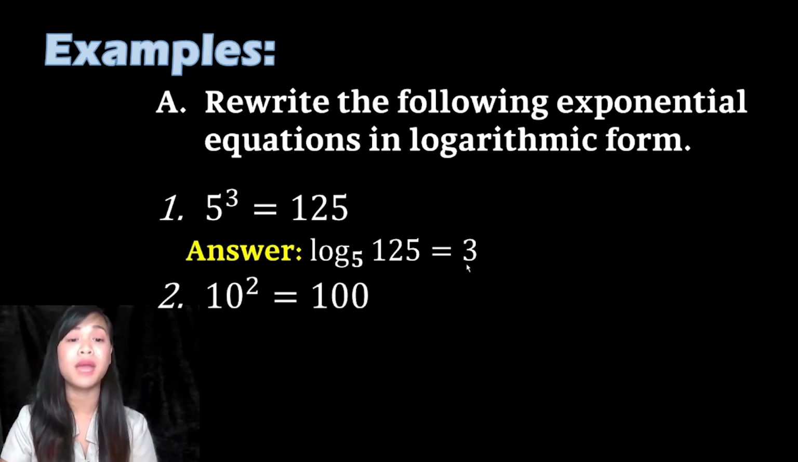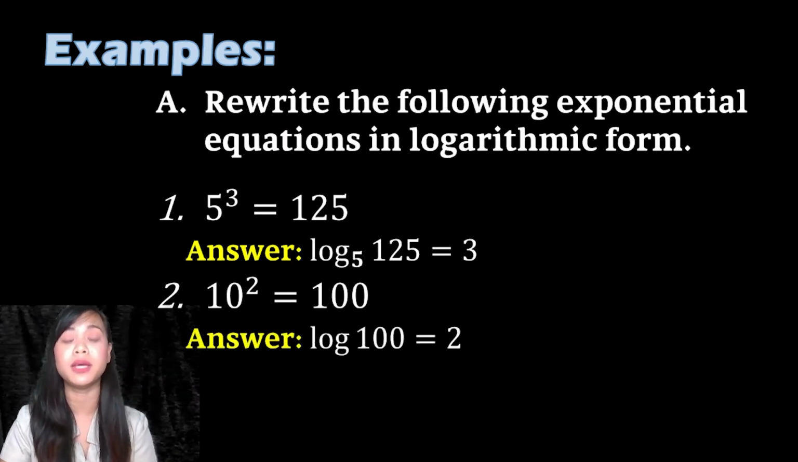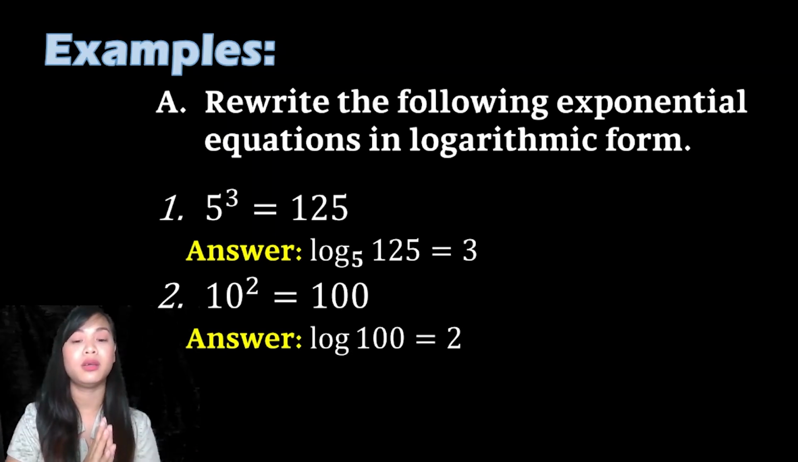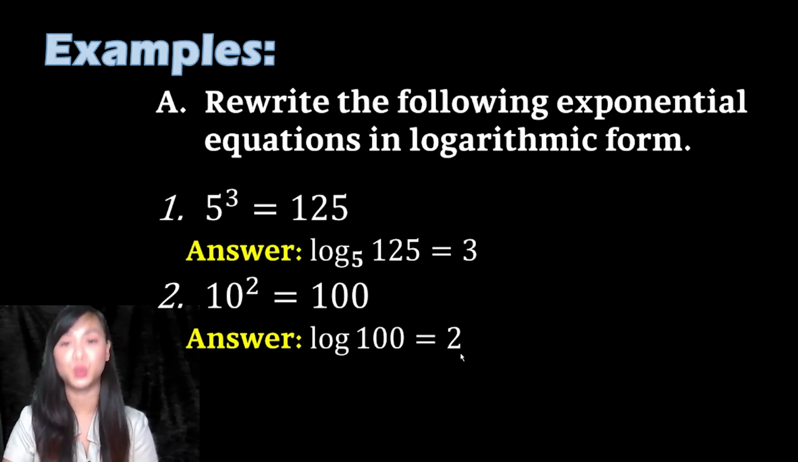Another example, we have 10 squared equals 100. So 10 times 10 is 100. The logarithmic form is log base 10. Our base here is 10, so it is omitted already. We can just neglect writing it. So we have log 100 equals 2.